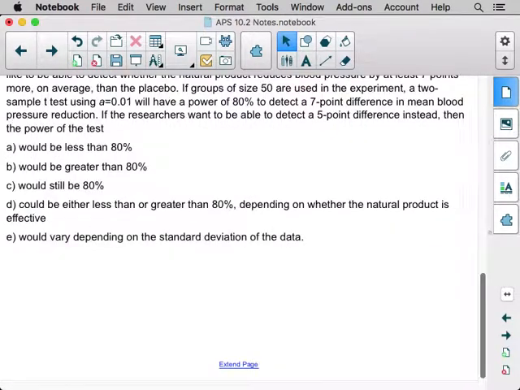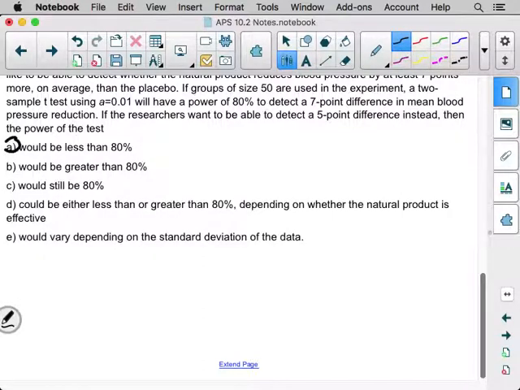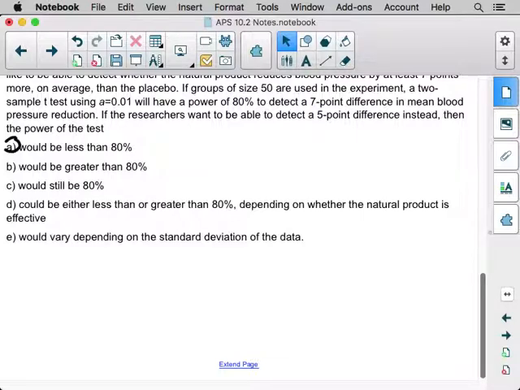So, what do we think? If it's getting harder to reject, harder for it to do its job, what is that going to do to the power? Won't that drop it? It won't be as strong, right? It would be less than 80. The test will not be able to do its job as efficiently.